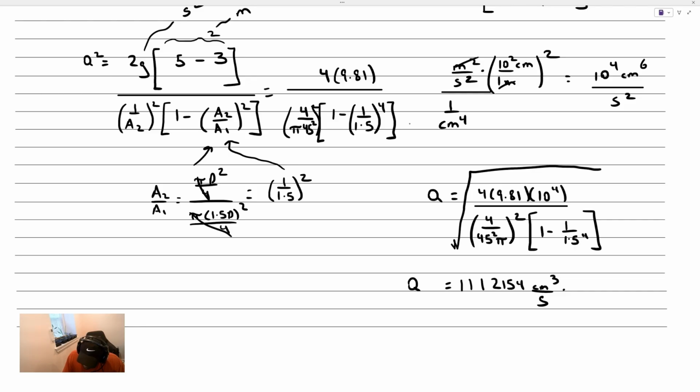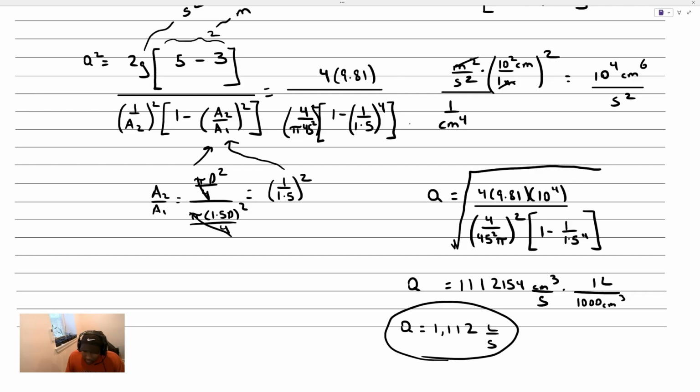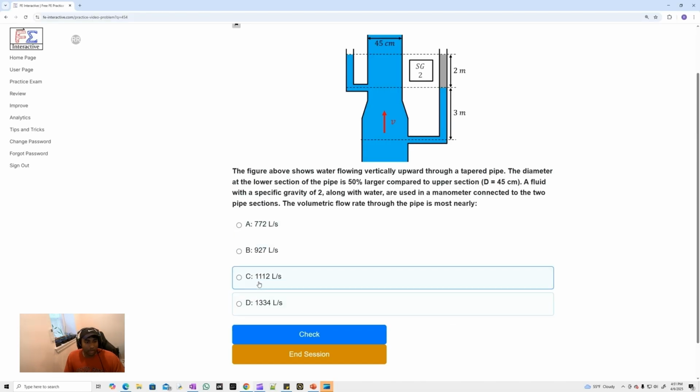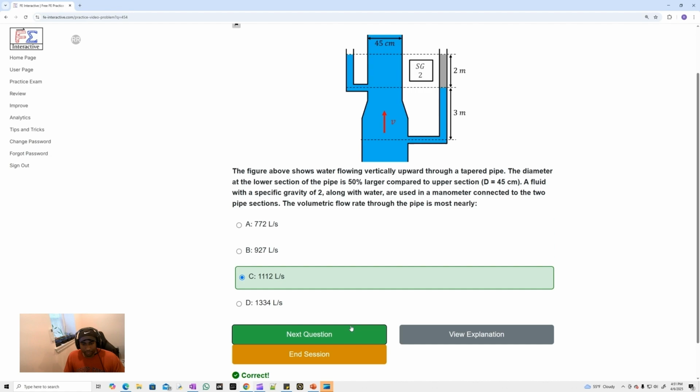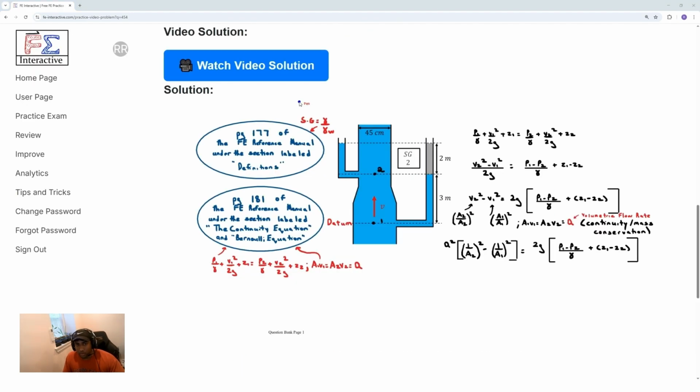And we know that there is 1,000 cubic centimeters contained in a liter. So if we divide that answer by 1,000, what we end up getting is Q is equal to around 11.12 liters per second. So that's what Q is equal to. Let's go ahead and check that solution. It's pretty close to this answer here. Let's go ahead and move into the next problem.